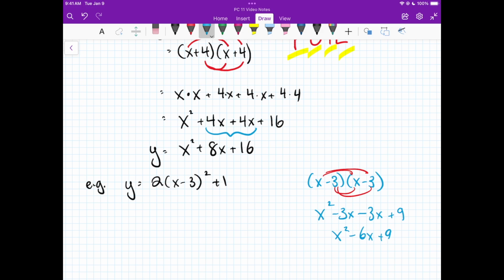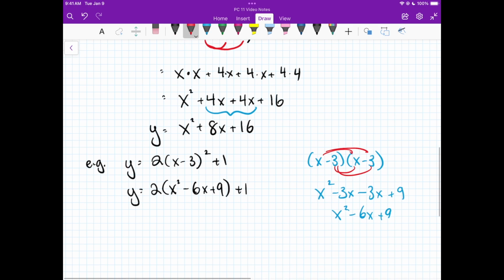So if we go back to our question and we just plug that back in, we've got y equals 2 times x squared minus 6x plus 9, and then plus 1. Now this one's a little bit more complicated because we do have an a value and a q value. So just thinking BEDMAS, we've dealt with the exponents. The next thing we need to deal with is this multiplication of the 2 by everything in the brackets. And to do that, we need to distribute. So remember, the 2 on the outside gets multiplied with everything on the inside. It's like foiling, just a little bit simpler.